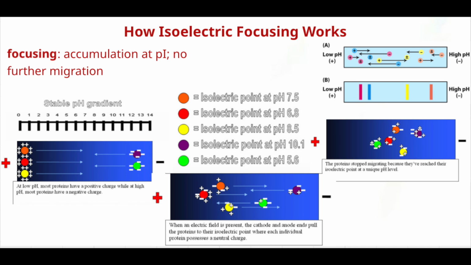As protein moves, surrounding pH changes, and when it hits its pI, net charge becomes 0 and movement stops. That's where it focuses, creating tight band separation. Focusing is just the accumulation that happens at pI. At that point, there's no further migration.